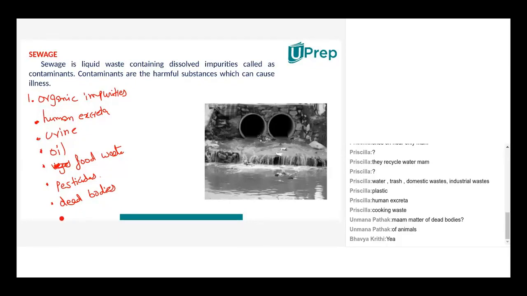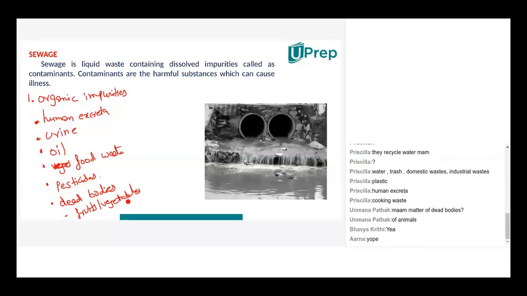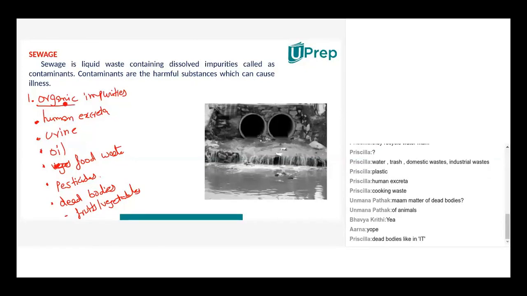Who knows, right? It could also have certain fruits, certain vegetables, which people must have just thrown into a drain they found, like that. So these are all organic impurities. What is the meaning of organic? It means they all decompose. That is one good thing about it. They will all decompose. It looks dirty, it is dirty, but one good thing is that they decompose.